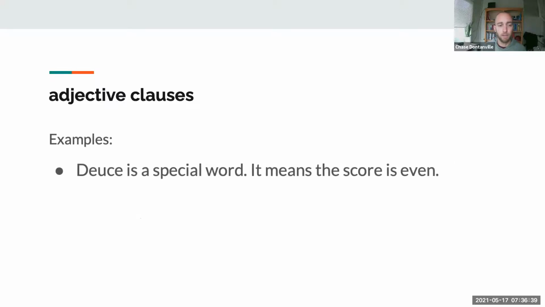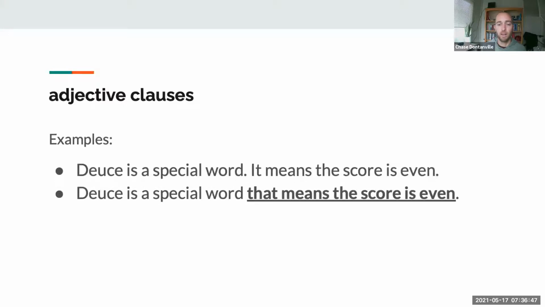Another example, deuce is a special word. It means the score is even. Deuce is a special word that means the score is even. Okay, so that means the score is even is our adjective clause, and it's telling us about deuce.